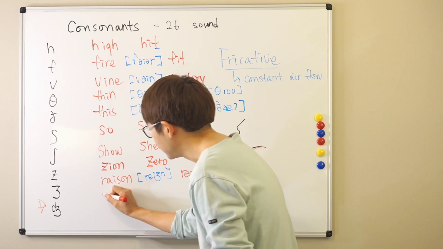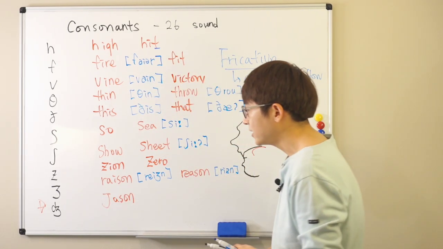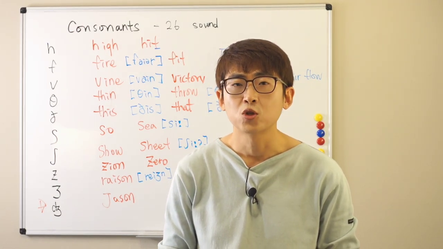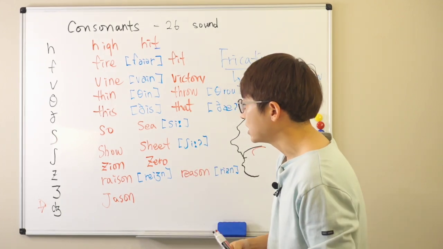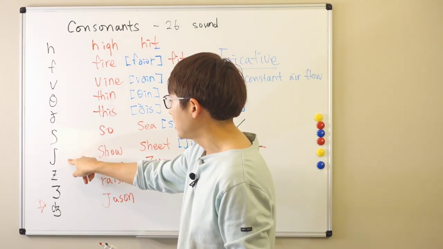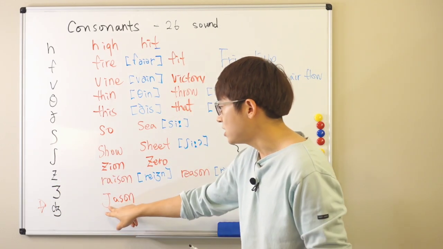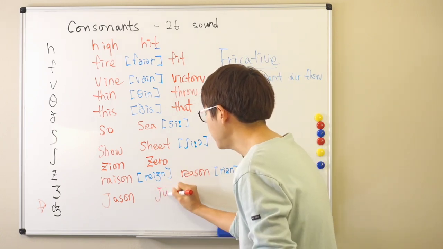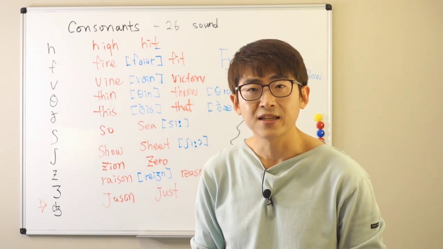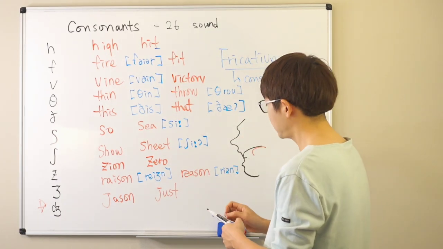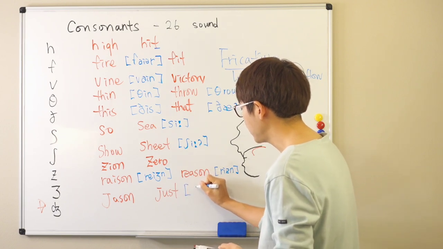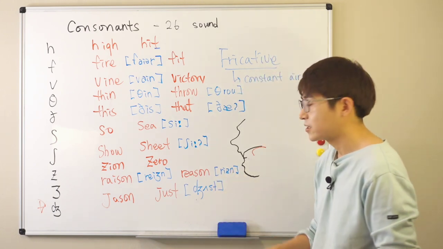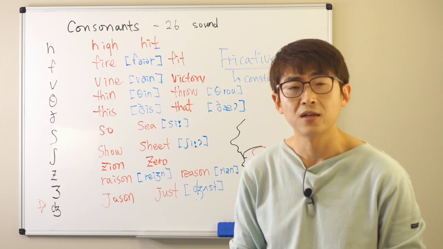All right? And here we have the word Jason, Jason. It's not Jason, but it's Jason. You have to make your mouth a little bit circular, just like how you pronounce this one, she, okay? Jason. And the same thing goes for this example. It's not just, it's just. And if you look up this word in the dictionary, it looks like this, just.